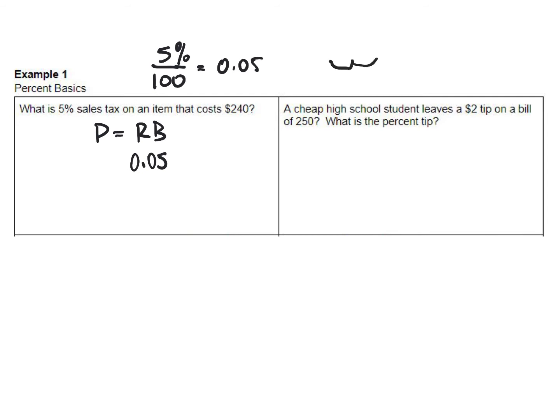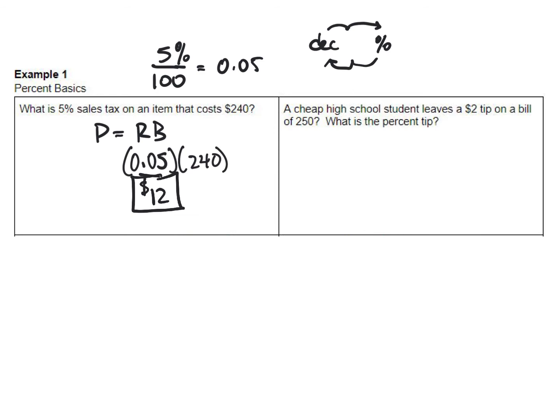Some of you also know to move the decimal 2 spots to the left when you are going from a percent to a decimal, and we could always go the opposite way and move it 2 spots to the right if we were going from a decimal to a percent. So my rate, again, is going to be 0.05. My base then is the amount of 240. So 0.05 times 240 would give me a percentage of 12. And unit-wise, it would be $12 since our original base quantity was $240. So $12 is the percent when our rate is 5% and our base is 240.